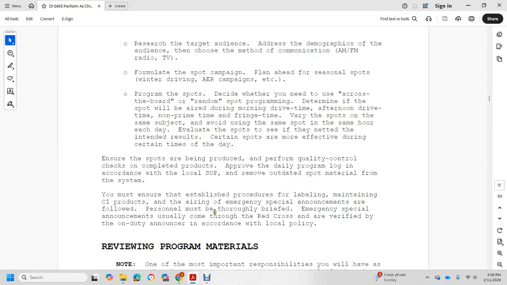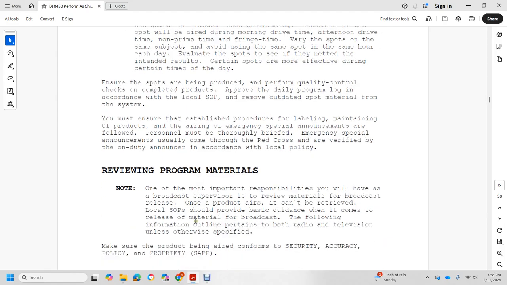The personnel must be thoroughly briefed. The emergency special announcements usually come from the Red Cross and are verified by the on-duty announcer in accordance with the local policy. Reviewing the program materials.